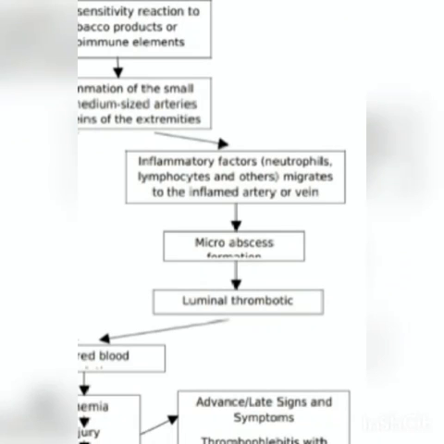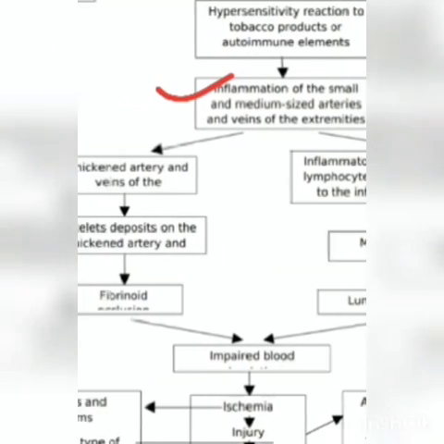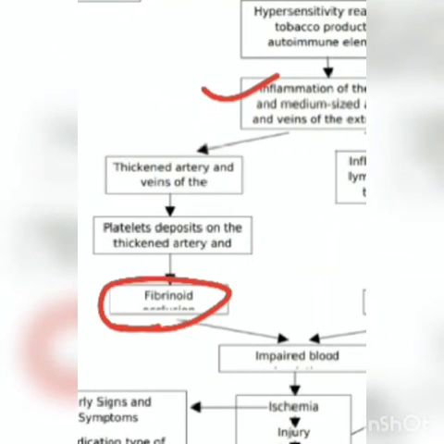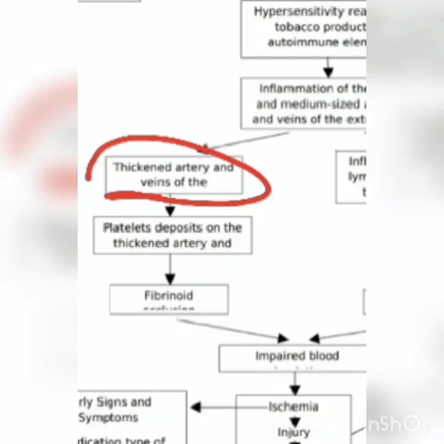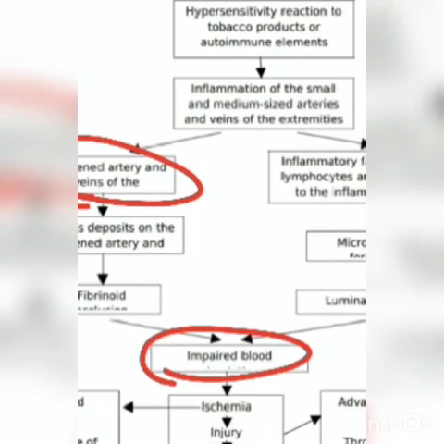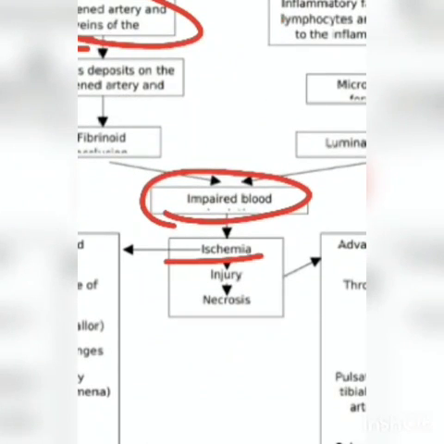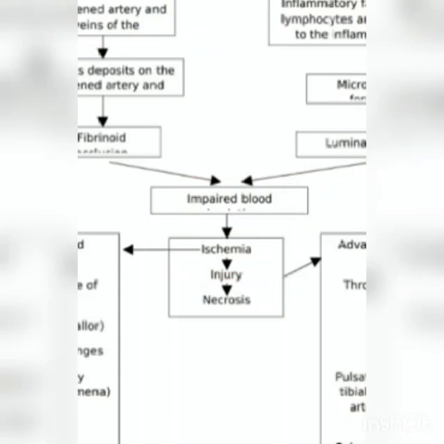As a result, luminal thrombosis will occur. Again, due to inflammation, there will be deposition of fibrin in the wall of the blood vessel. As a result, the diameter of the blood vessels will decrease and the blood vessels will be stiff and thickened, so there will be impaired blood flow. Due to reduced blood flow, ischemia will take place, so there will be less oxygen supply or no oxygen supply to the organ or the tissue, so the cell or tissue will die, which is called necrosis.